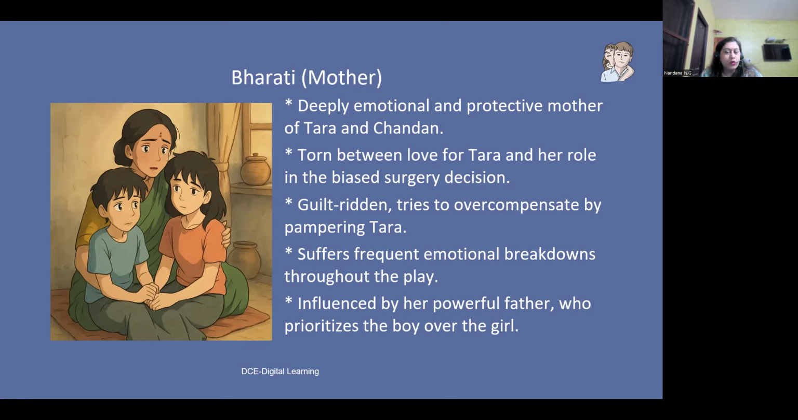Guilt-ridden, she tries to overcompensate by pampering Tara. Initially, when going through the play, we think that Bharati is a very loving mother, but then we realize her love is not completely genuine. In fact, it is a way of trying to compensate for the guilt she feels, by taking away Tara's potential. As a result, she suffers frequent emotional breakdowns throughout the play, unable to sustain the guilt. She is influenced by a powerful father who prioritizes the boy over the girl. By being a mute spectator to her father's patriarchal decision, she too becomes a victim of this guilt.